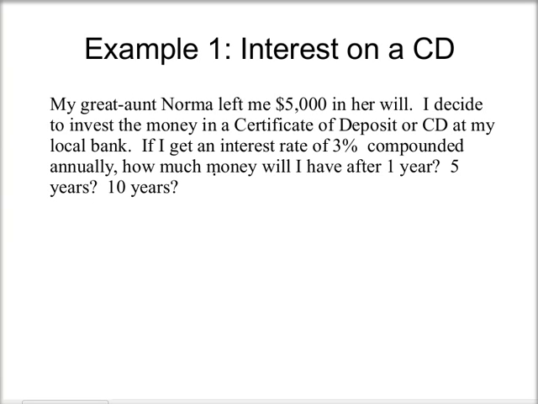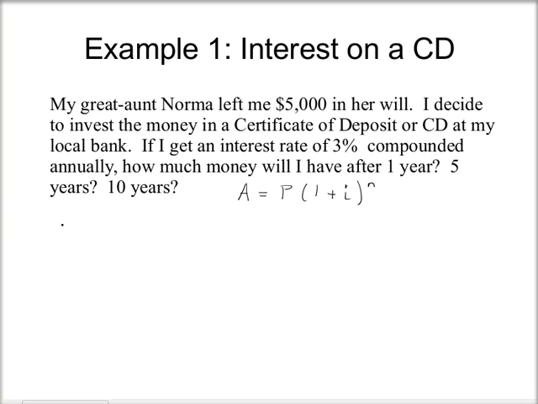Let's look at an example. My great aunt Norma left me $5,000 in her will. I decide to invest the money in a certificate of deposit or CD at my local bank. If I get an interest rate of 3% compounded annually, how much money will I have after 1 year, 5 years, and 10 years? Well, I'm going to use my compound interest formula. So I'm going to use the formula A is equal to the principal times (1 plus my periodic interest rate) to the number of compounding periods.